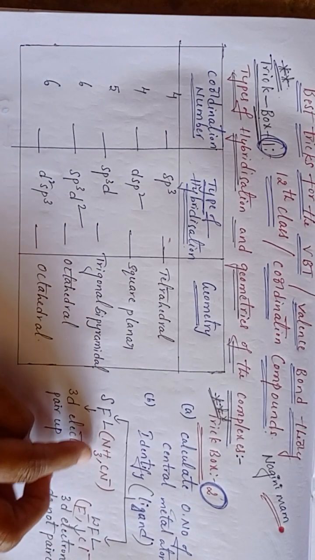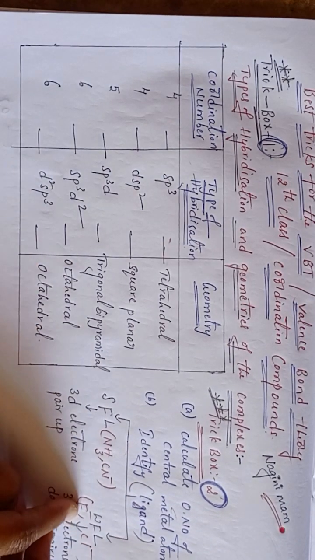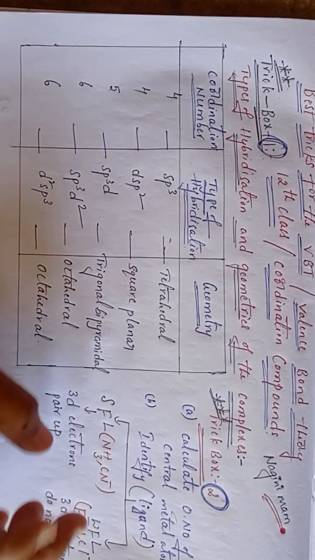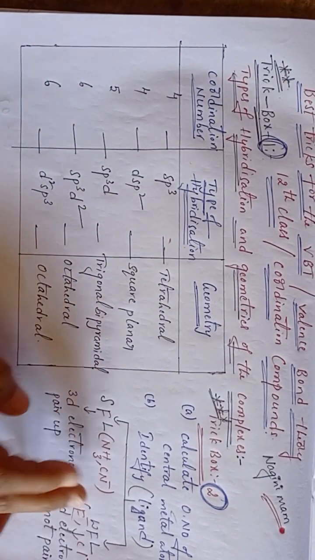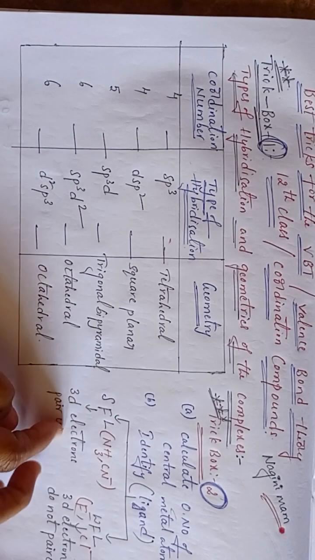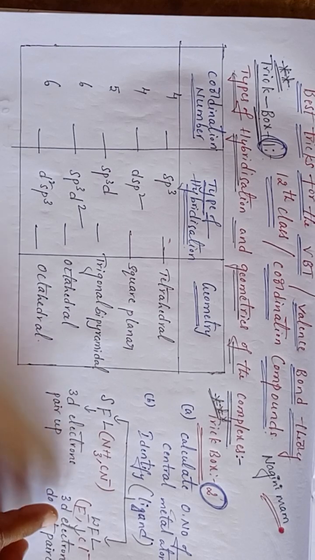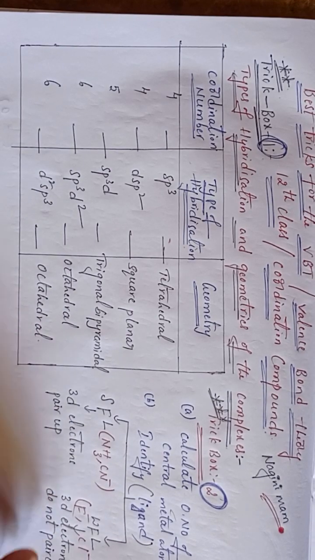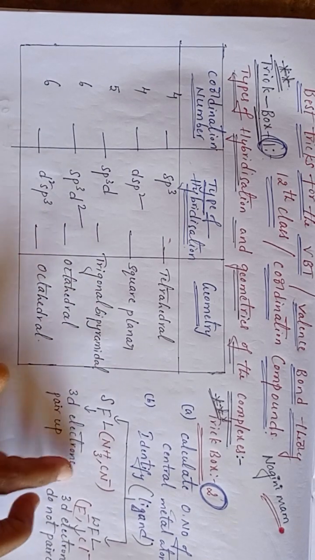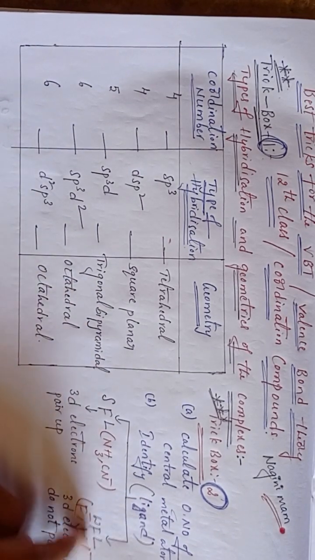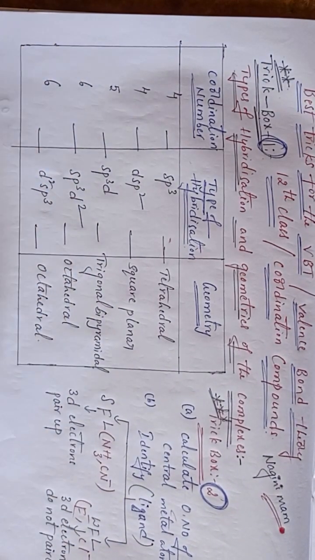Strong field ligand examples are NH3 and CN minus. These two are strong field ligands. Fluoride and chloride are weak field ligands. If strong field ligands are there in the given complex, they can pair up the 3d electrons. If it is a weak field ligand, the 3d electrons cannot pair up. What are these 3d electrons? That I will discuss later.